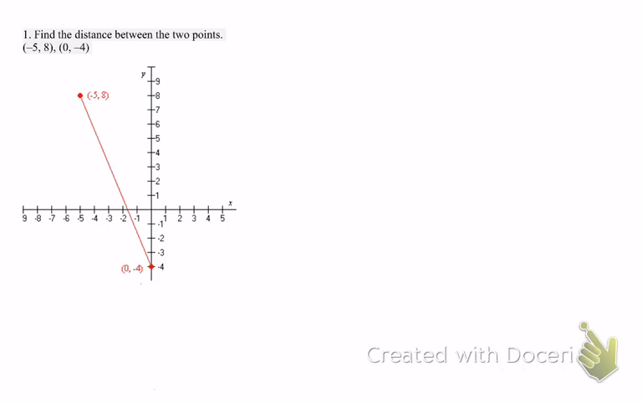So we will go over the answers to the review of the quarter test for Friday. These are the first of the 5 review questions. The first question says, find the distance between the 2 points, (-5, 8) and (0, -4).